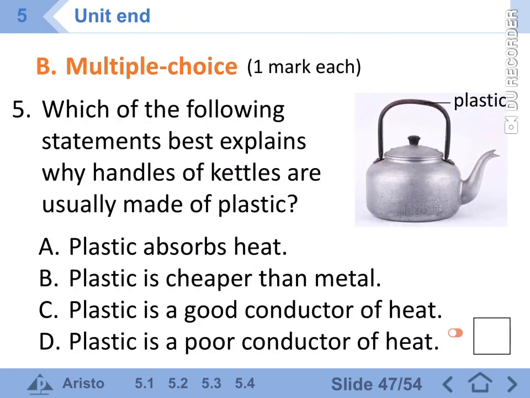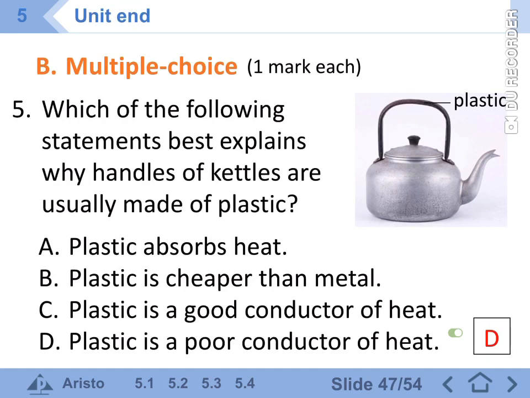Okay, number 5. Which statement best explains why the handles of this kettle are usually made of plastic? So what is the reason for that? Why do we use plastic? Why don't we just use metal as the kettle itself? What is the property of plastic? Does it absorb heat? Yeah, it absorbs some heat. Is it cheaper than metal? Is it a good conductor of heat? No, it's not. So that's why it is a poor conductor of heat.